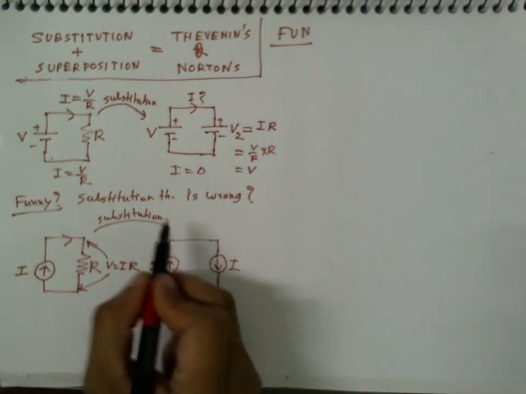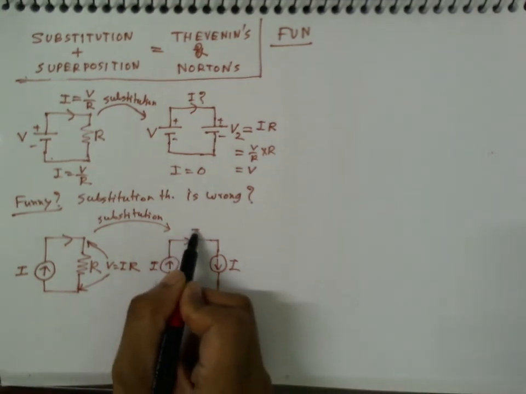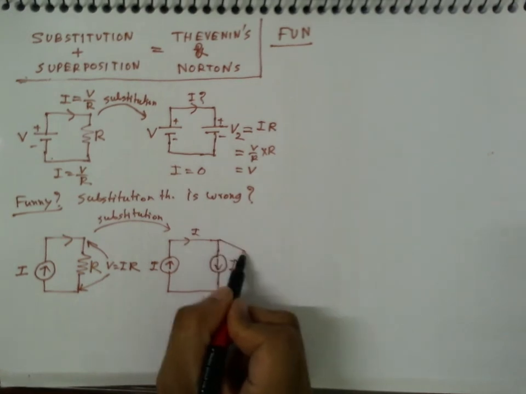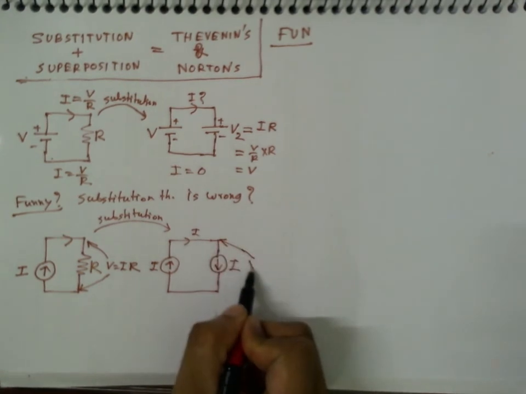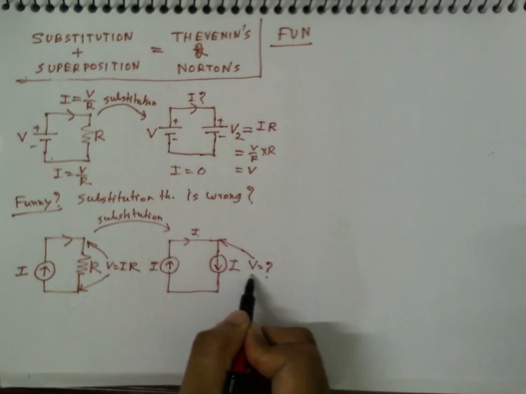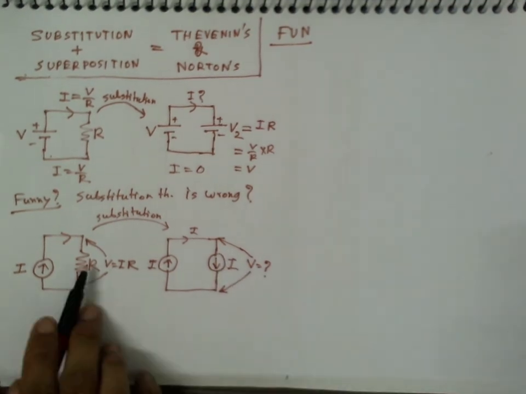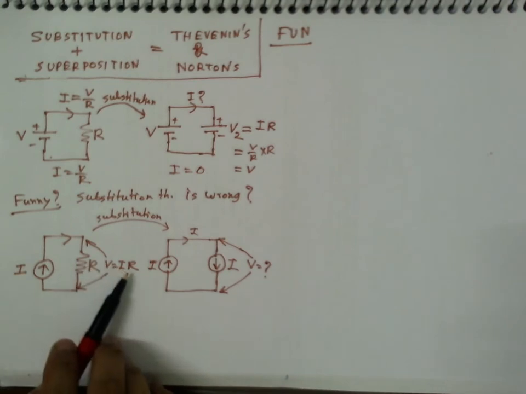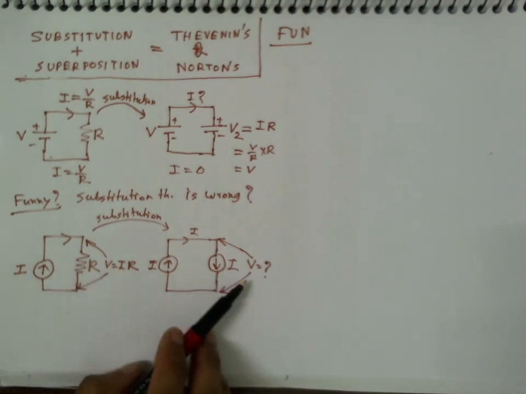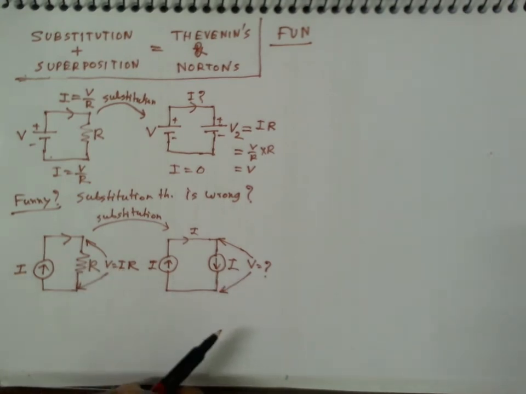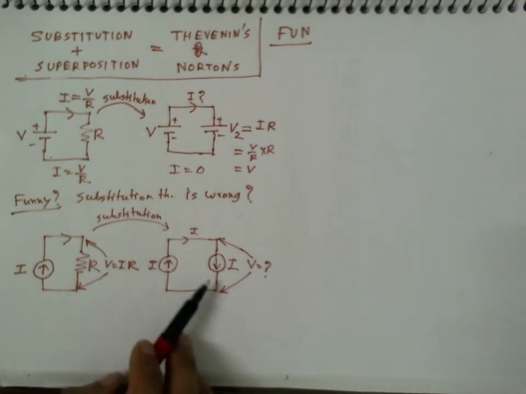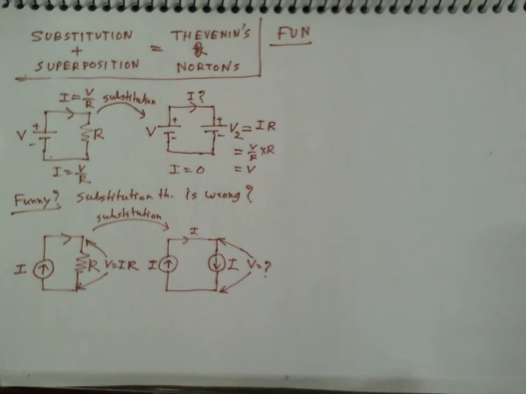Now definitely this current is I, but let me now ask the same question. V equal to what between these two points? In the original circuit, V was equal to IR. What should be V here? There is no R, no resistance, no impedance. How do you decide this? V.